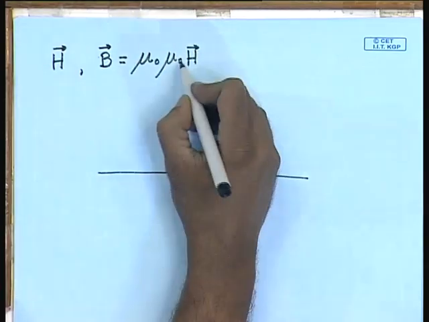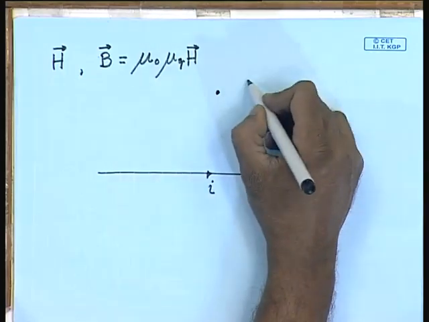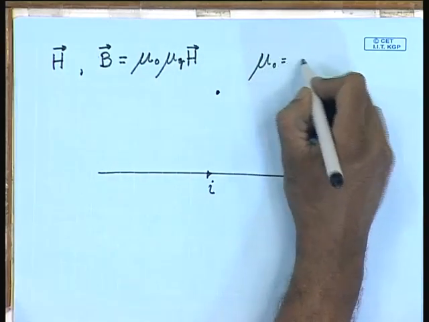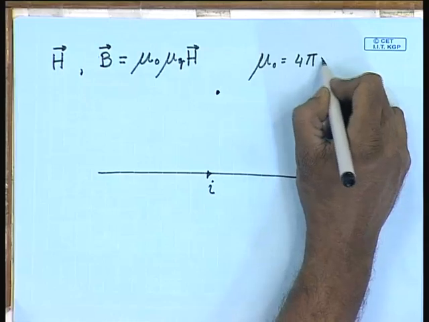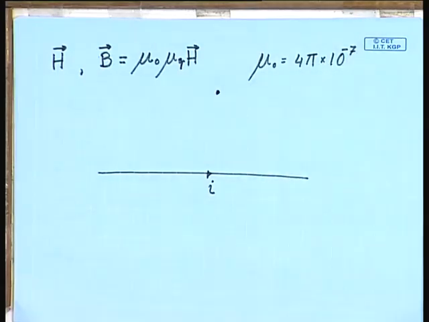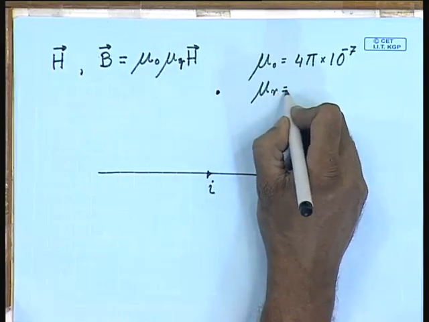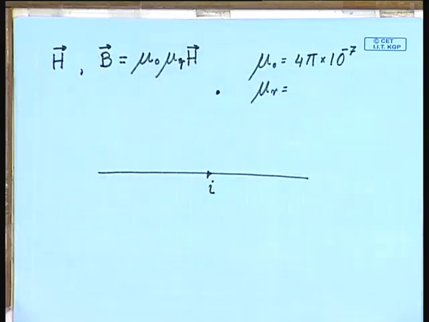where mu naught is the permeability of free space and is given by 4 pi into 10 to the power minus 7. Mu r is a dimensionless quantity, it is called the relative permeability of the material with which the core is made. For free space mu r is 1, for ferromagnetic material it can be in thousands.